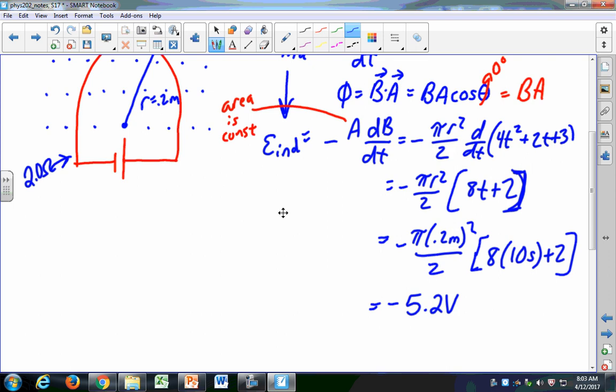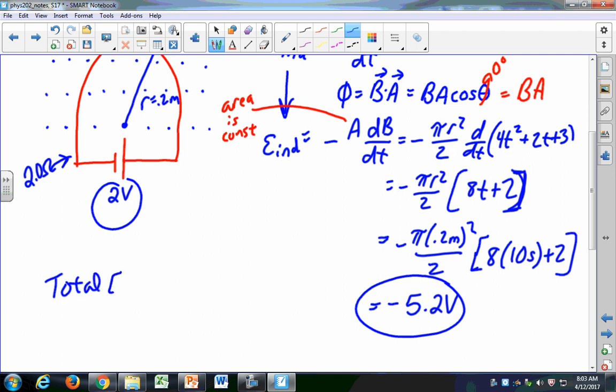Notice that if I in fact do have a voltage, say of 2 volts, then that means it's going to interact with these two. So my total EMF would equal 2 minus 5.2 volts, which would be minus 3.2 volts. So I have a voltage that's provided by the battery, but then I have another voltage that's provided by this changing magnetic field. You have some homework problems that are similar to that, so take a look at them.